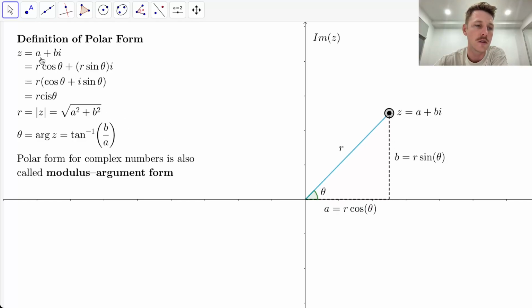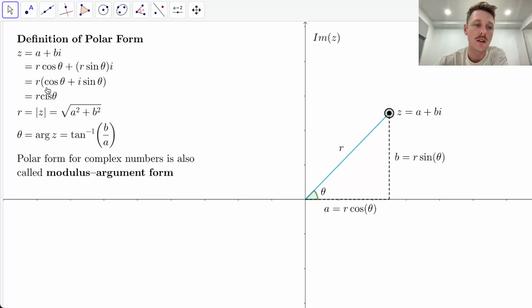And then what we do is we sub that in for a and b. So we get r cosine theta plus r sine theta multiplied by i, just subbing in a and b as their respective things. You notice r is a common factor, so take that out the front. So you're left with r times cosine of theta plus i sine theta. Okay, and then we just shorten this and we say r cis theta, where cis theta is this operation that represents cosine theta plus i sine theta.